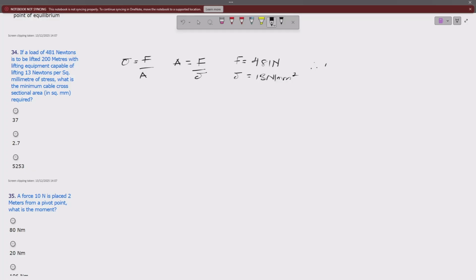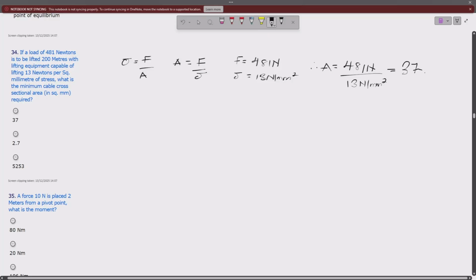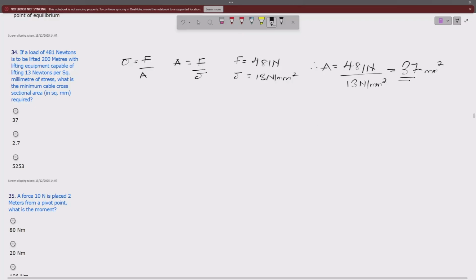Therefore, our area will be 481 newtons divided by 13 newton per millimeter squared. Since the question required us to leave our answer in square millimeters, we're going to divide it straight away. There's no need for any conversion, so that will equal 37 millimeter squared. Straight away.